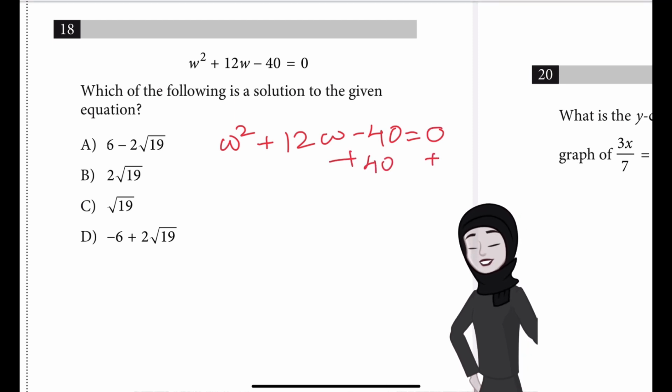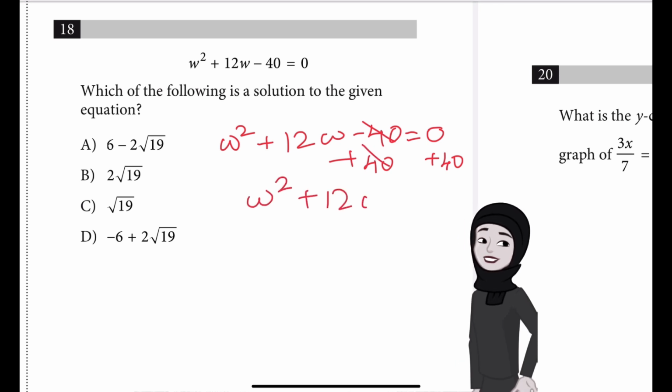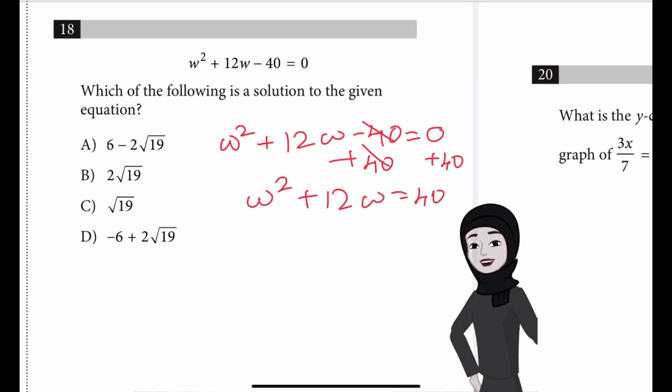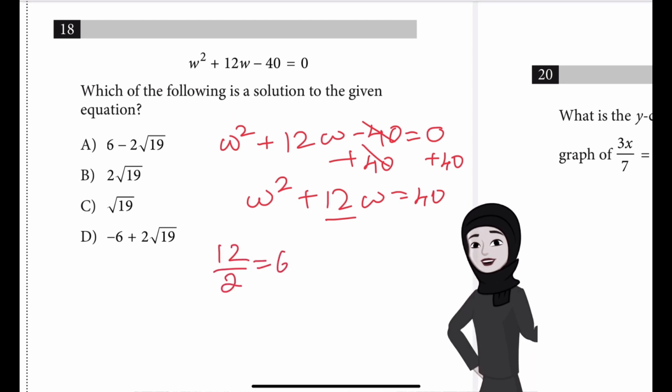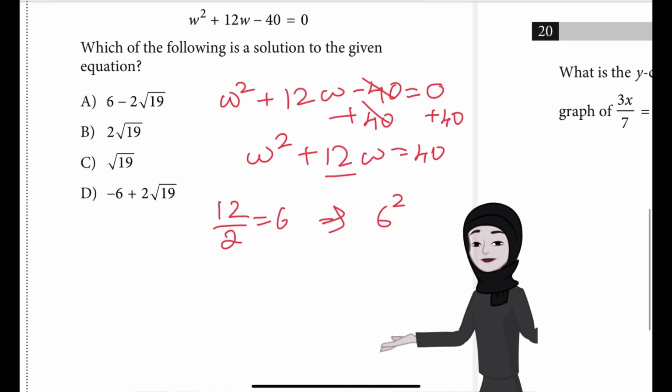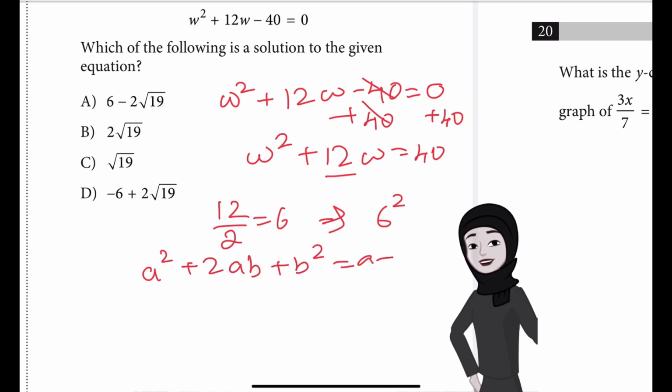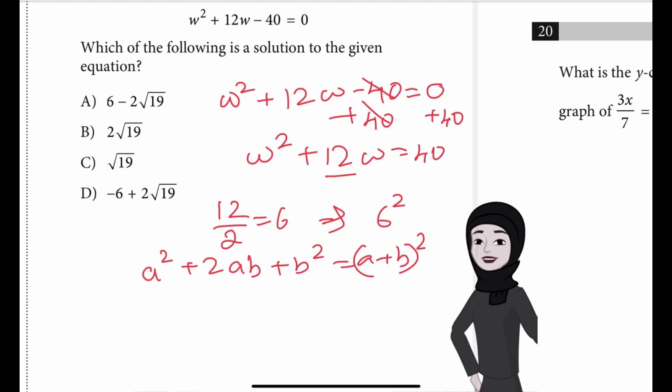What we can do is first add 40 to both sides. So we will be left with W squared plus 12W is equal to 40. Then we try to solve this by completing the square. For that, we take this 12 and divide by 2, and we get 6. That means we have to add 6 squared to both sides to form the completing the square option. That is a squared plus 2ab plus b squared is equal to (a plus b) the whole square. That is the completing the square method.